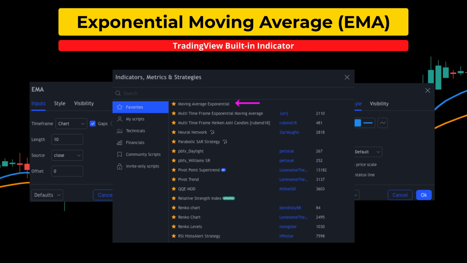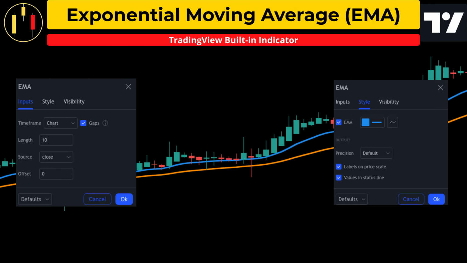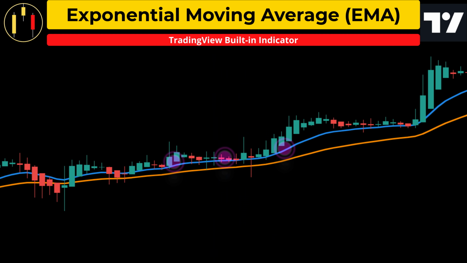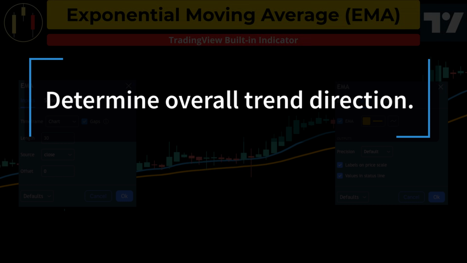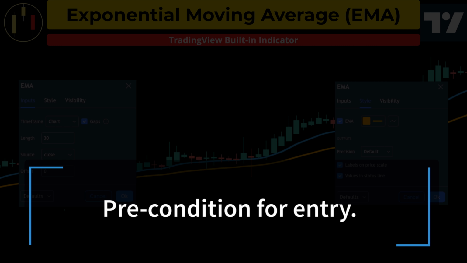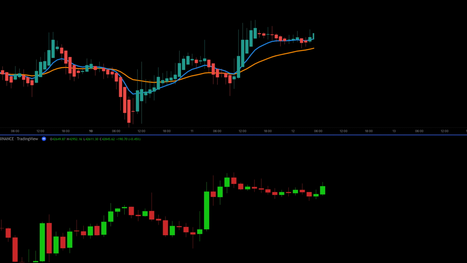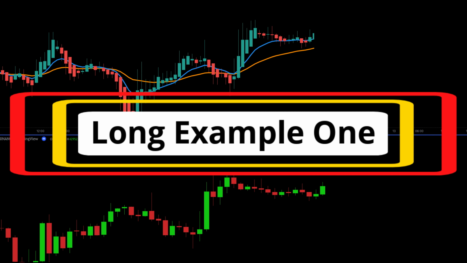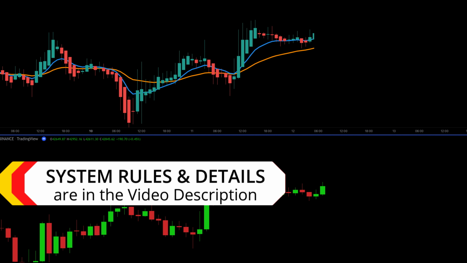The second and third indicators to place on the chart are the exponential moving average, or EMA. The first EMA will be set to 10 and colored in blue. The second EMA will be set to 30 and colored in orange. The 10 and 30 EMAs will work together to determine overall trend direction in addition to providing a precondition for entry. Let's go over entry criteria and review some examples. As always, system rules and details are listed in the description below.